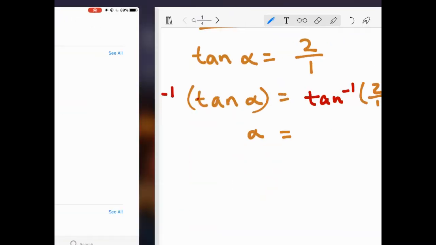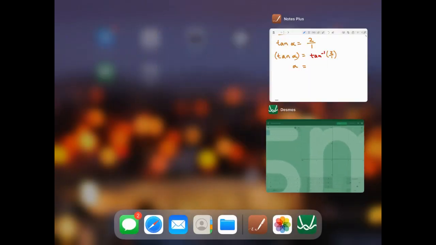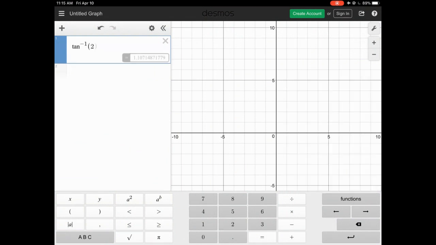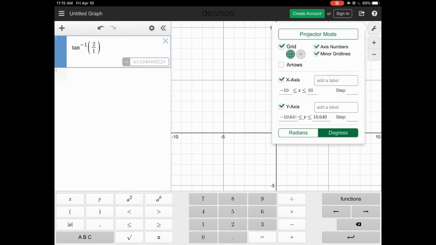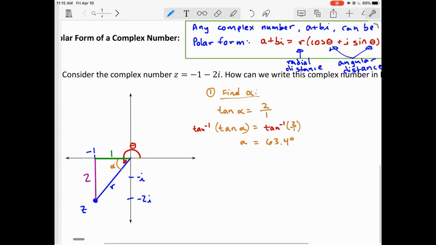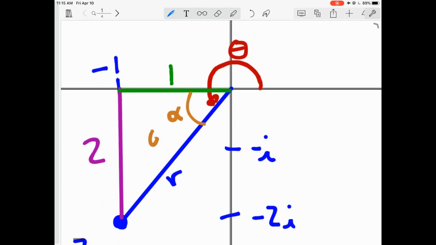So let's take a look at Desmos for this. Tangent inverse of 2. You could put the over 1 if you want. It's not going to make a difference. I'll put it just to be explicit. And we get 1.107. That's in radians. In degrees, we get 63.4. I'm going to use degrees right now. If you want to use radians, you're more than welcome to use radians. I'm choosing to use degrees. We get 63.4 degrees. So that's alpha, this angle, 63.4 degrees. But we want to know what theta is.